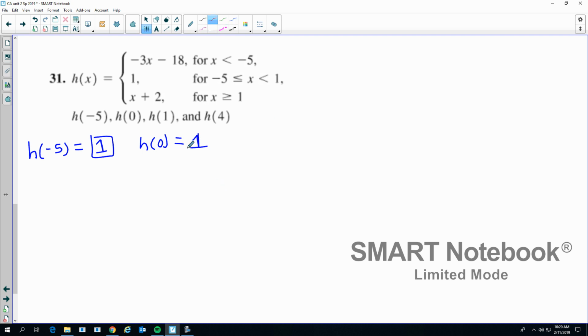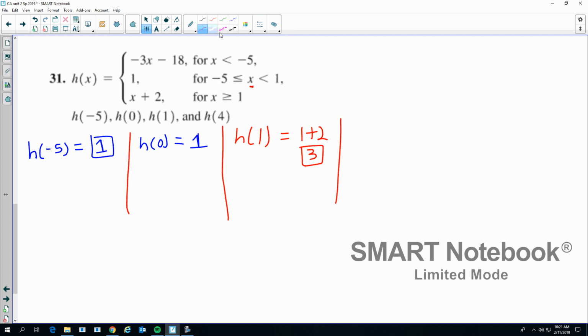All right. The next one, we're going to have h of 1. This one does not fall into the middle because the parameter states that the value has to be less than 1. So it's actually going to fall into our third parameter because this is greater than or equal to 1. So we're going to plug it into our last one right here. So that's going to be 1 plus 2. 1 plus 2 is 3.